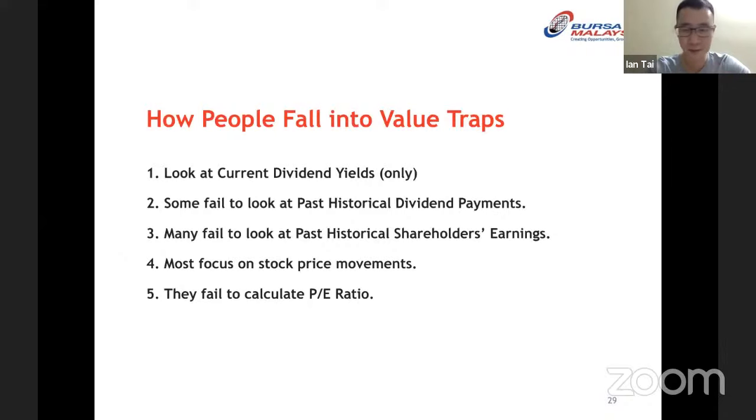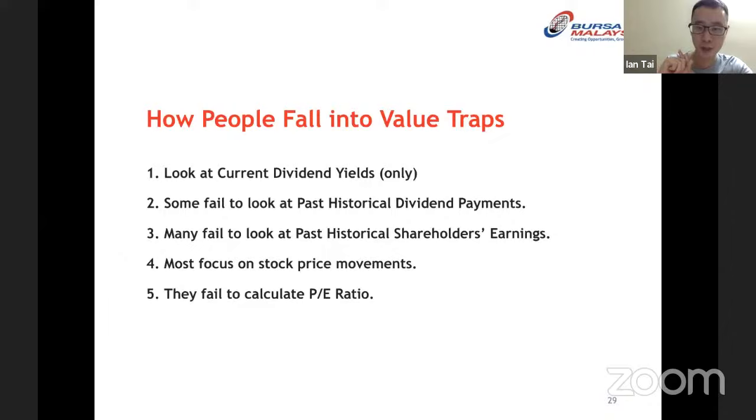The first group of people take out their smartphone, download some stock apps, and they only look at current dividend yields. The first thing they look at is current dividend yields. Maybe they use the filtering function and say, find me the highest yield, and then they base their investment decision on that. That is their first step. After that, many of them fail to look at past historical dividend payments. So that's the first way they fall into value traps.